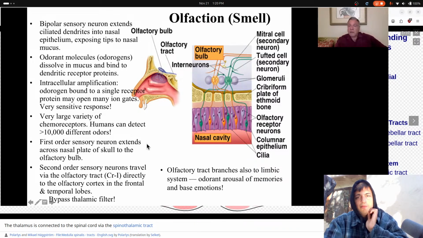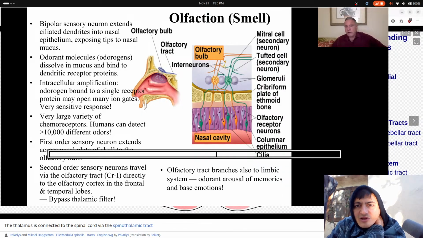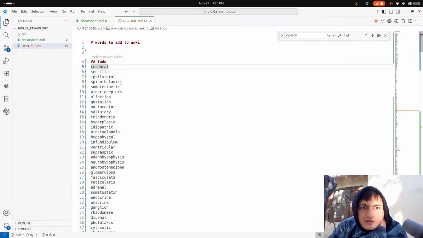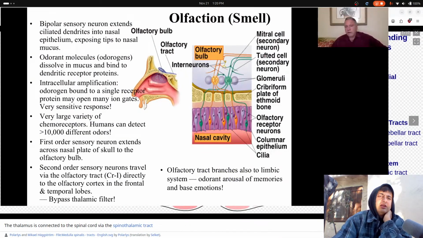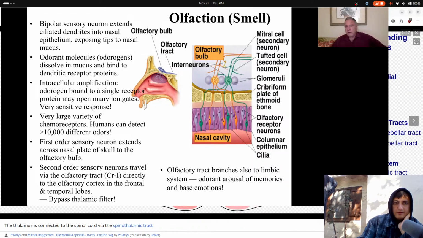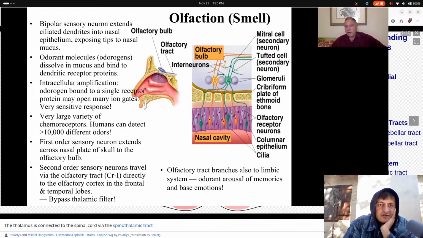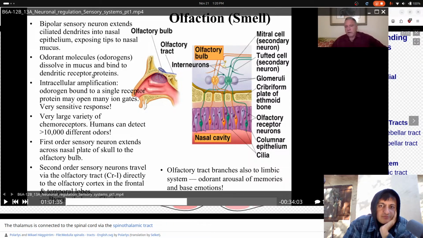Now let's read this because I really like smell. I feel like smell is really cool. We put olfaction. Bipolar sensory neuron extends. Wait, I never got what is a bipolar neuron?